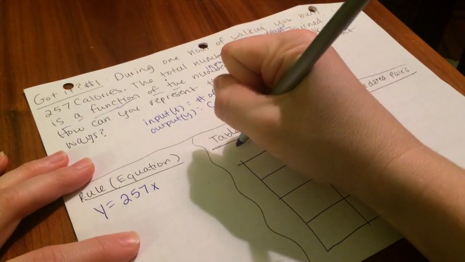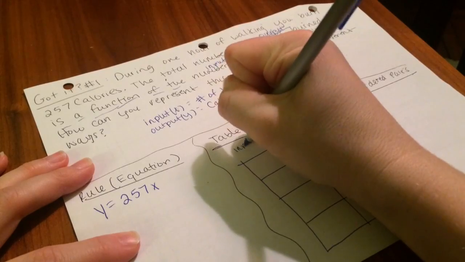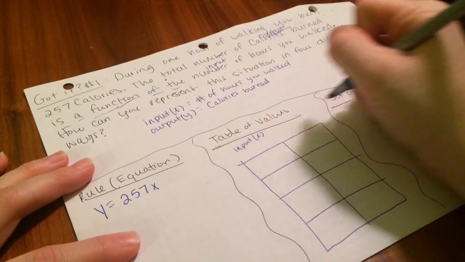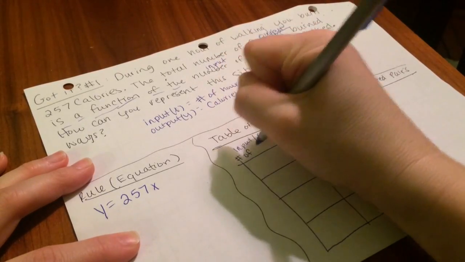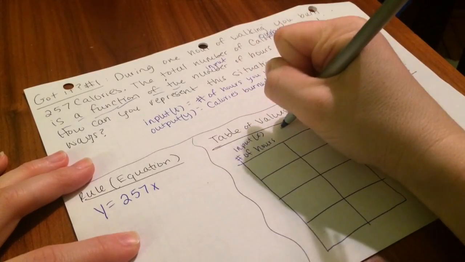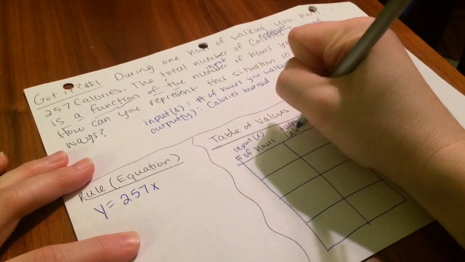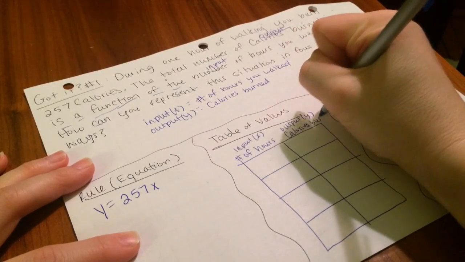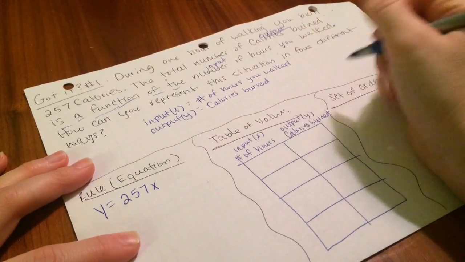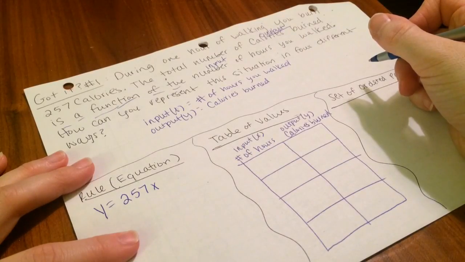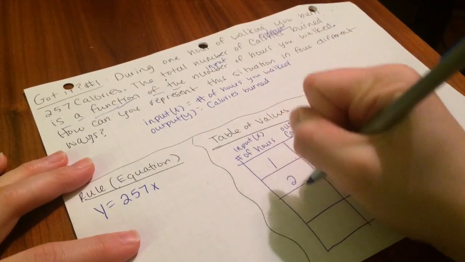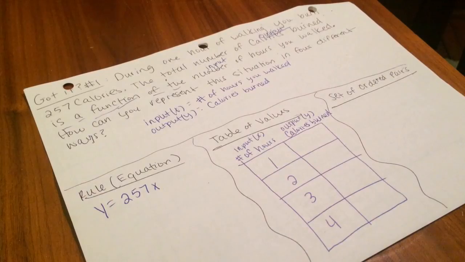Let's label our table of values. Our input, which is our x value, is going to be the number of hours. And then our output, which is y, is going to be the calories burned. We'll do 1 hour, 2 hours, 3 hours, and 4 hours. Let me give you time to copy that.